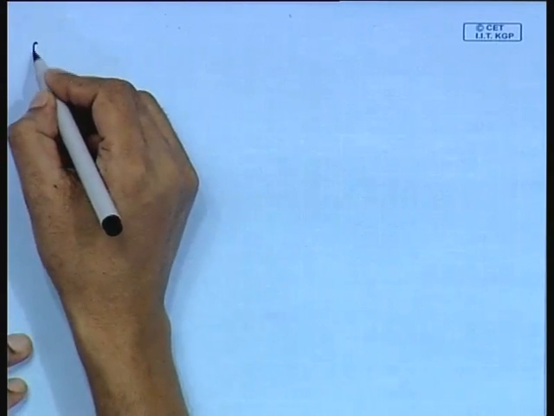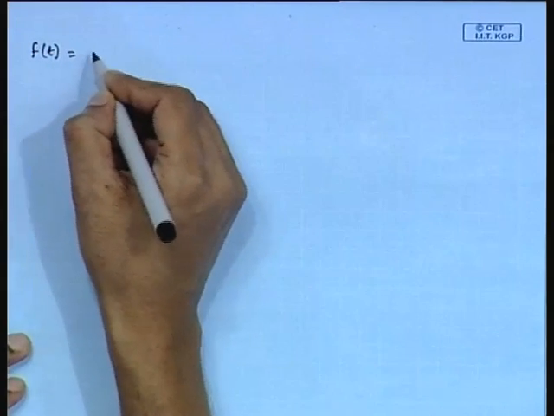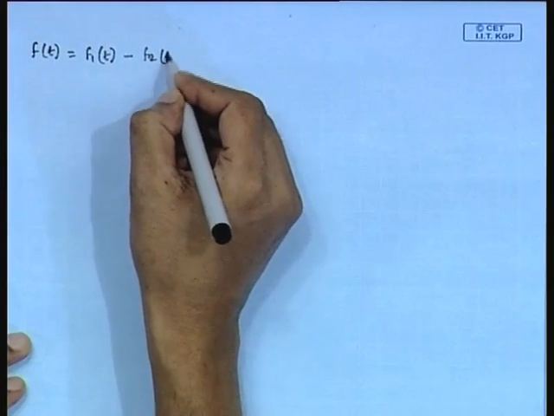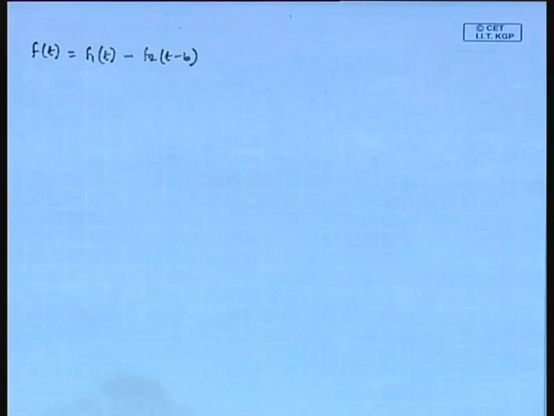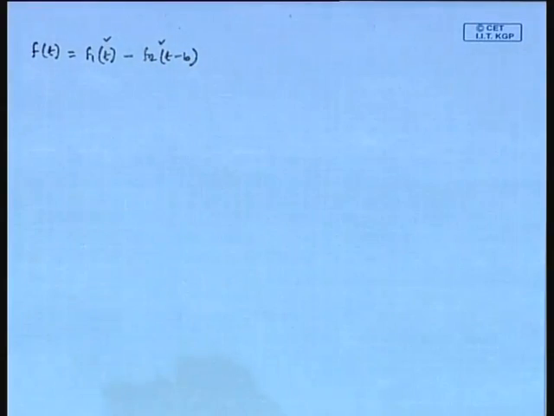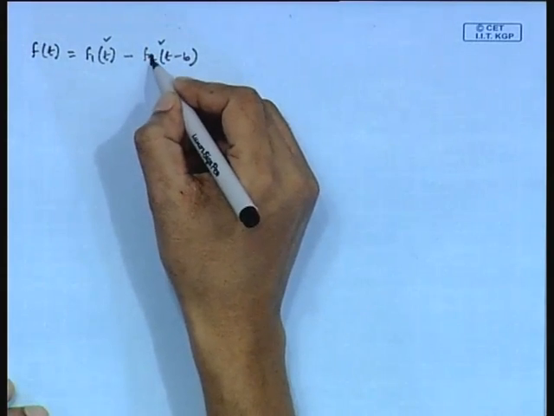Fine. Now f(t) is the combination of these two: f1(t) minus f2(t), that is f1(t) − f1(t − b). The minus sign is included because for the f1 function we have considered an increase of step, but for the second function we have considered a decrease of step. That is why the negative sign is for f2 and the positive sign is for f1.